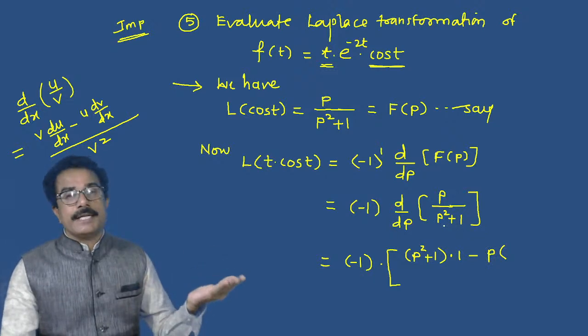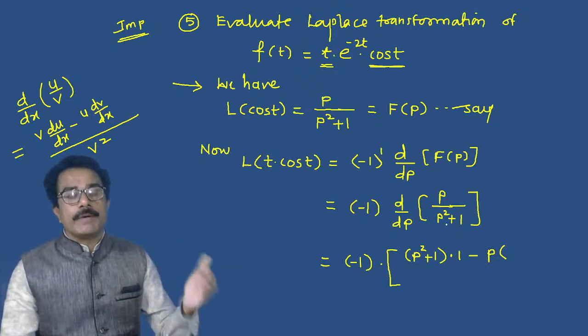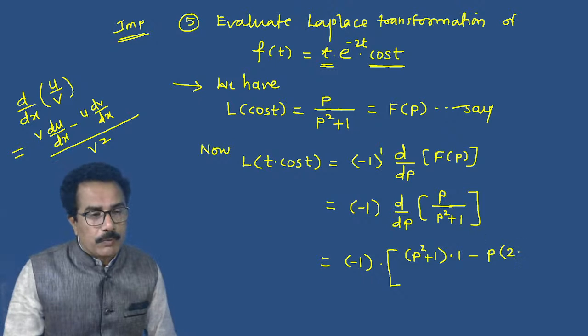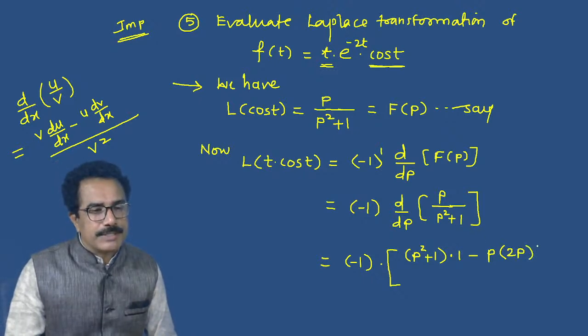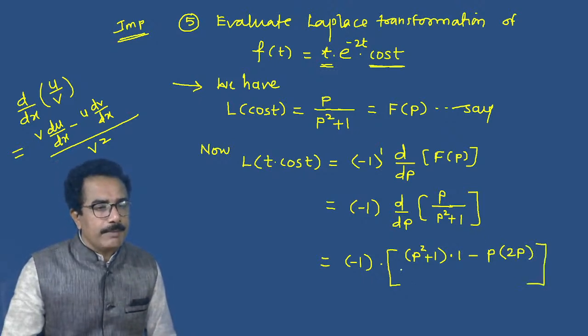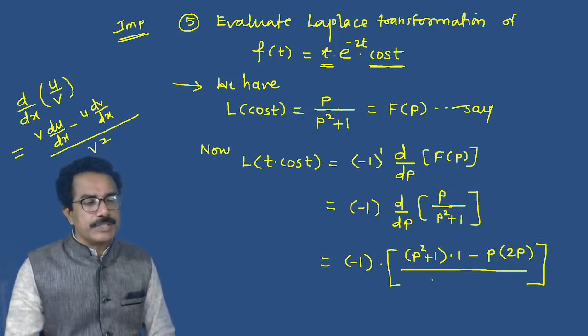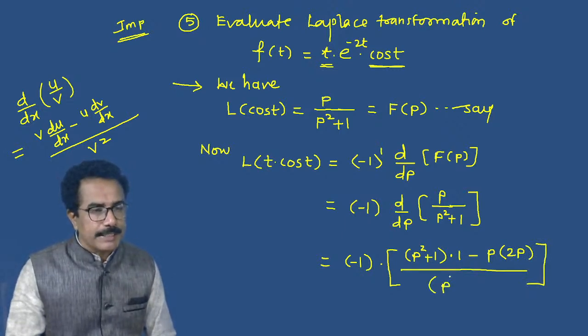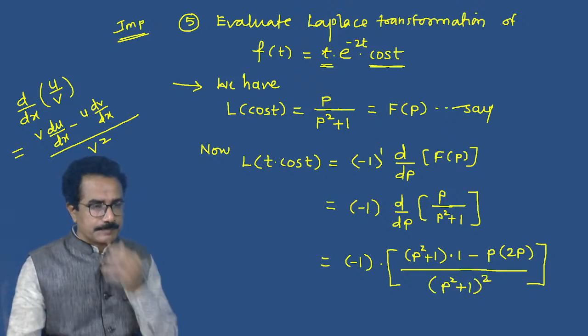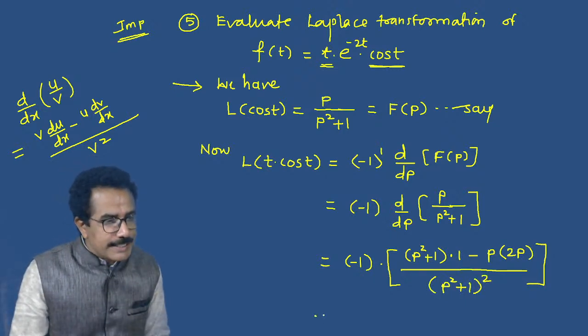Derivative of second. Second means denominator. P square plus 1 derivative is 2p. Plus 1 derivative is 0. Divide by, again v square means denominator square. We can write p square plus 1, its square. Now we have to solve this.